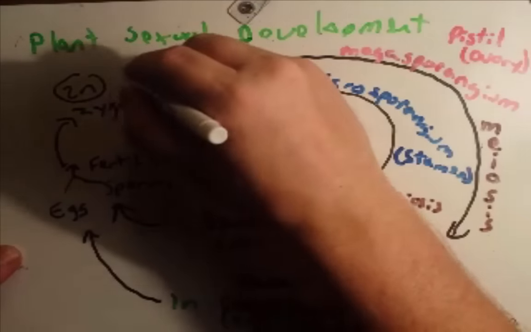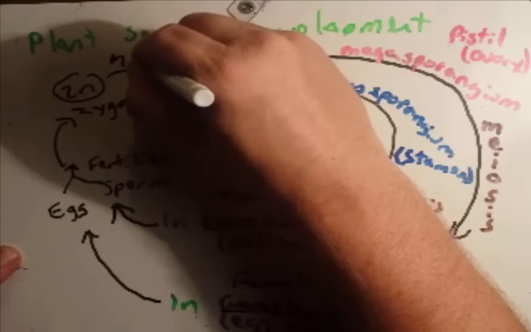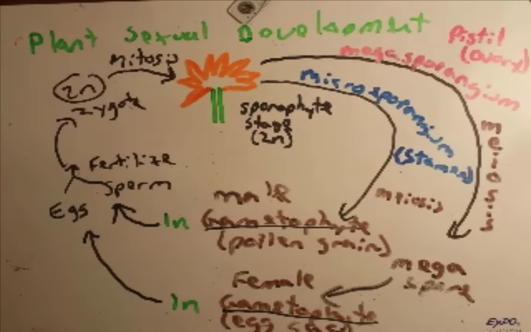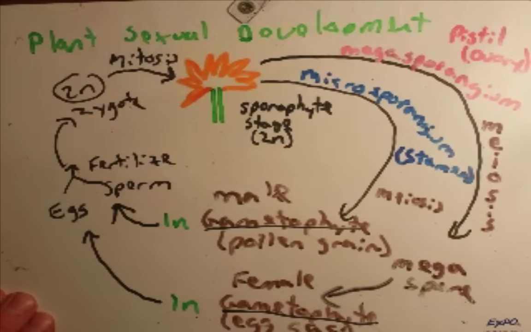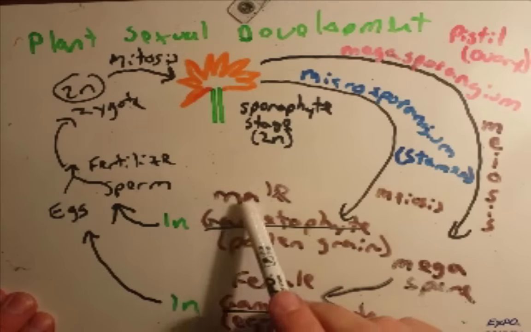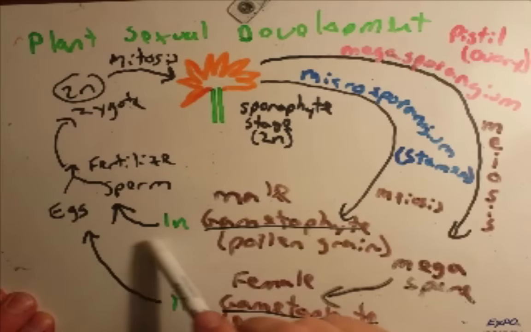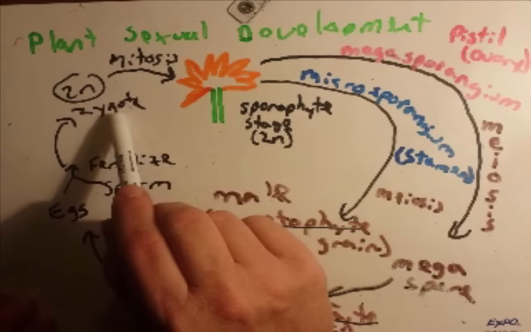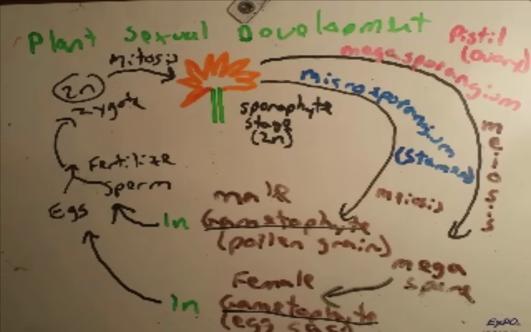Through the process of mitosis, this diploid zygote will form the sporophyte. So for a quick summary, the megasporangium and microsporangium are tissues found in the sporophyte stage. They will produce the male and female gametophytes in the gametophyte stage through the process of meiosis. They will produce the egg and sperm. Together they will fertilize each other and form a diploid zygote, which through the process of mitosis will form the next sporophyte stage.